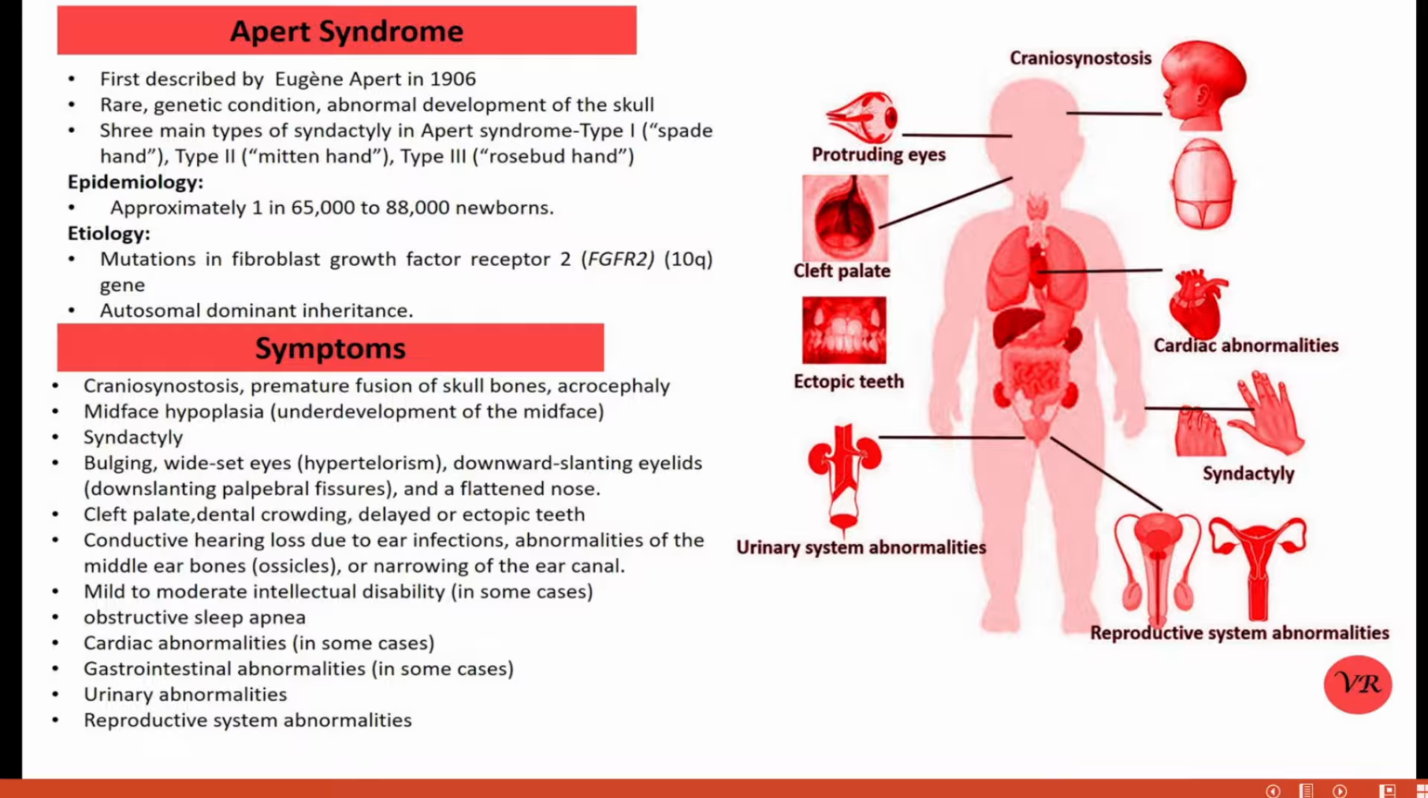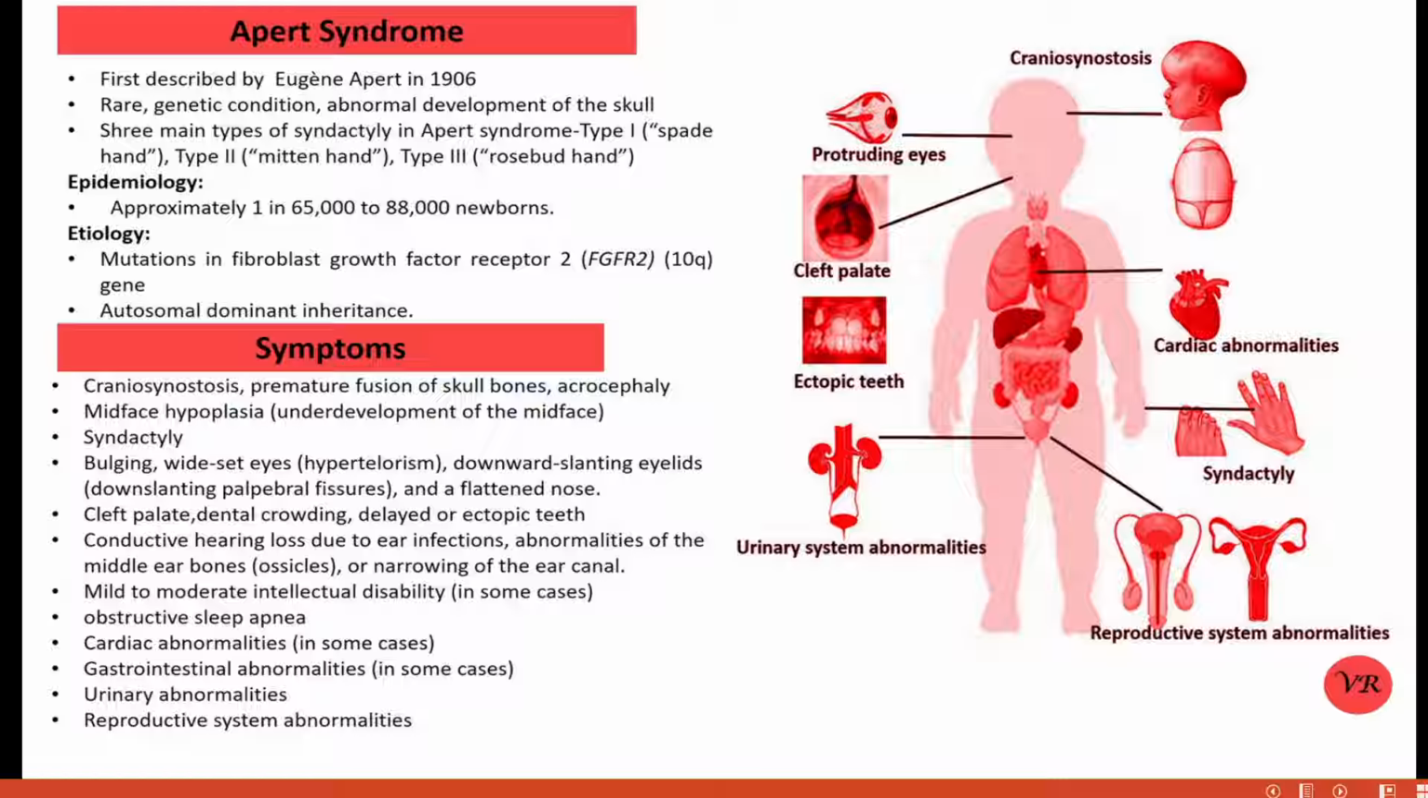Dental and orthodontic issues, including misalignment and dental crowding, are common. Skeletal abnormalities include fusion of the fingers and toes, that is syndactyly, short stature, and other limb abnormalities. Some individuals may have cardiac defects.